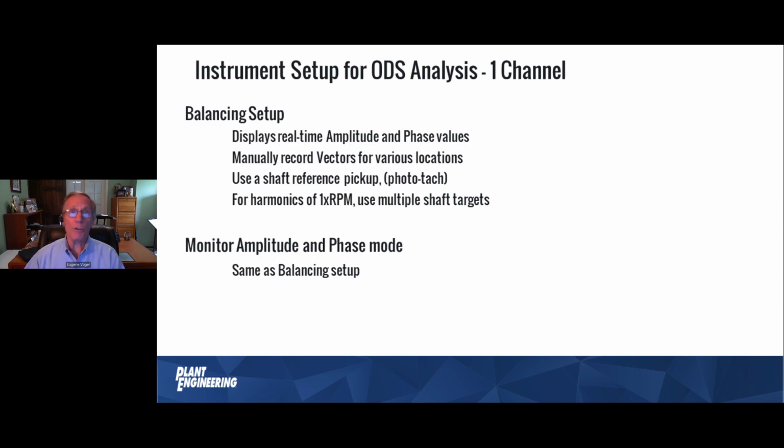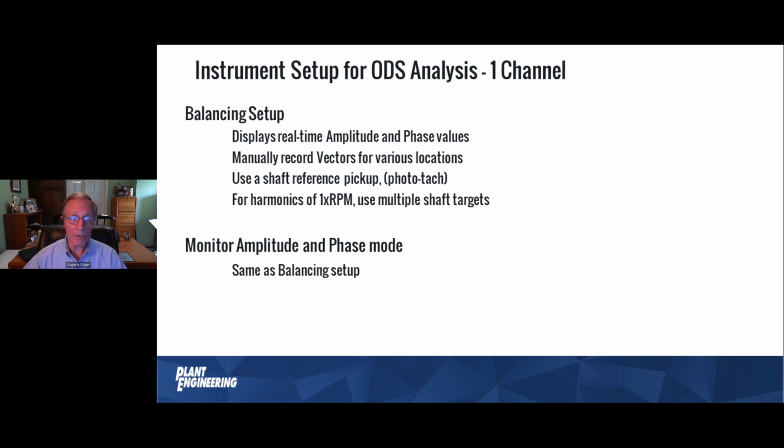So let's talk a little bit. If you want to do an operating deflection shape, what do I have to do? Well, you can do it with a single channel analyzer. Any analyzer that would do balancing will certainly do it. If your instrument has a balancing setup, you can use that balancing setup. When you're doing balancing, you're measuring amplitude and phase. Use the amplitude to indicate how much unbalance you have, and use the phase angle to indicate where the unbalance is. Those are the 2 things you need for your vector.